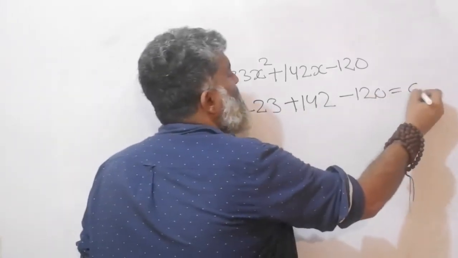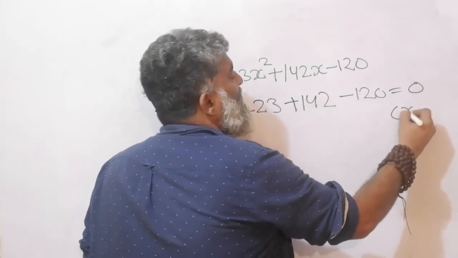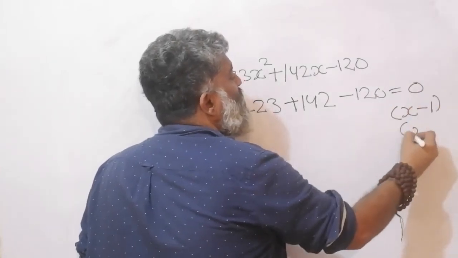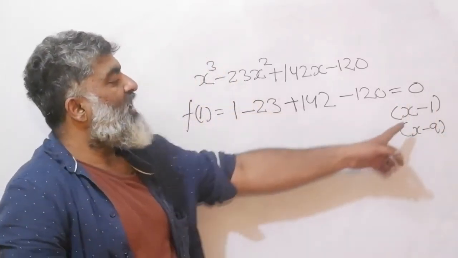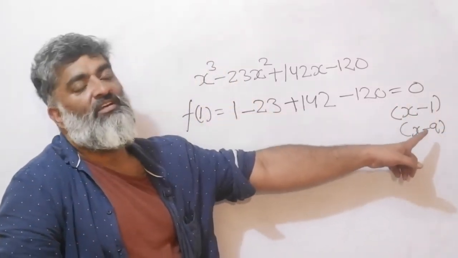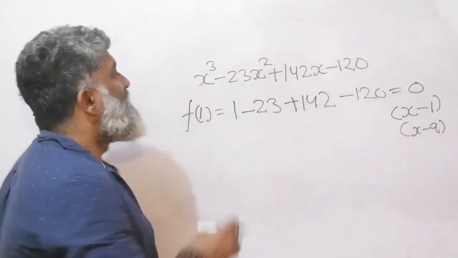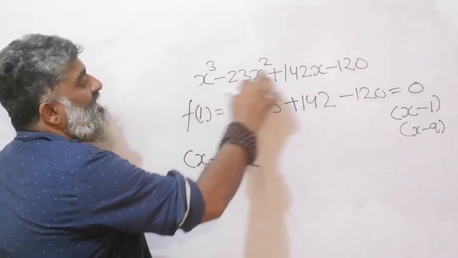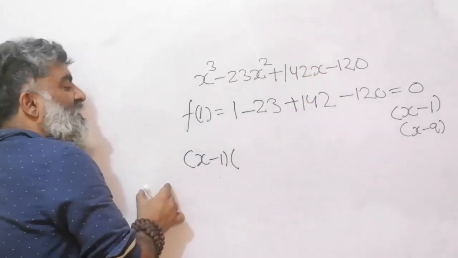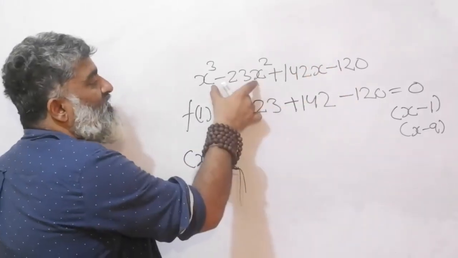F(1) is equal to 0. What does that tell me? That x minus 1, remember the whole factor remainder theorem. So x minus 1, in this case a is equal to 1. That means x minus 1 is a factor of this expression. That means x minus 1 into something is going to give you this.